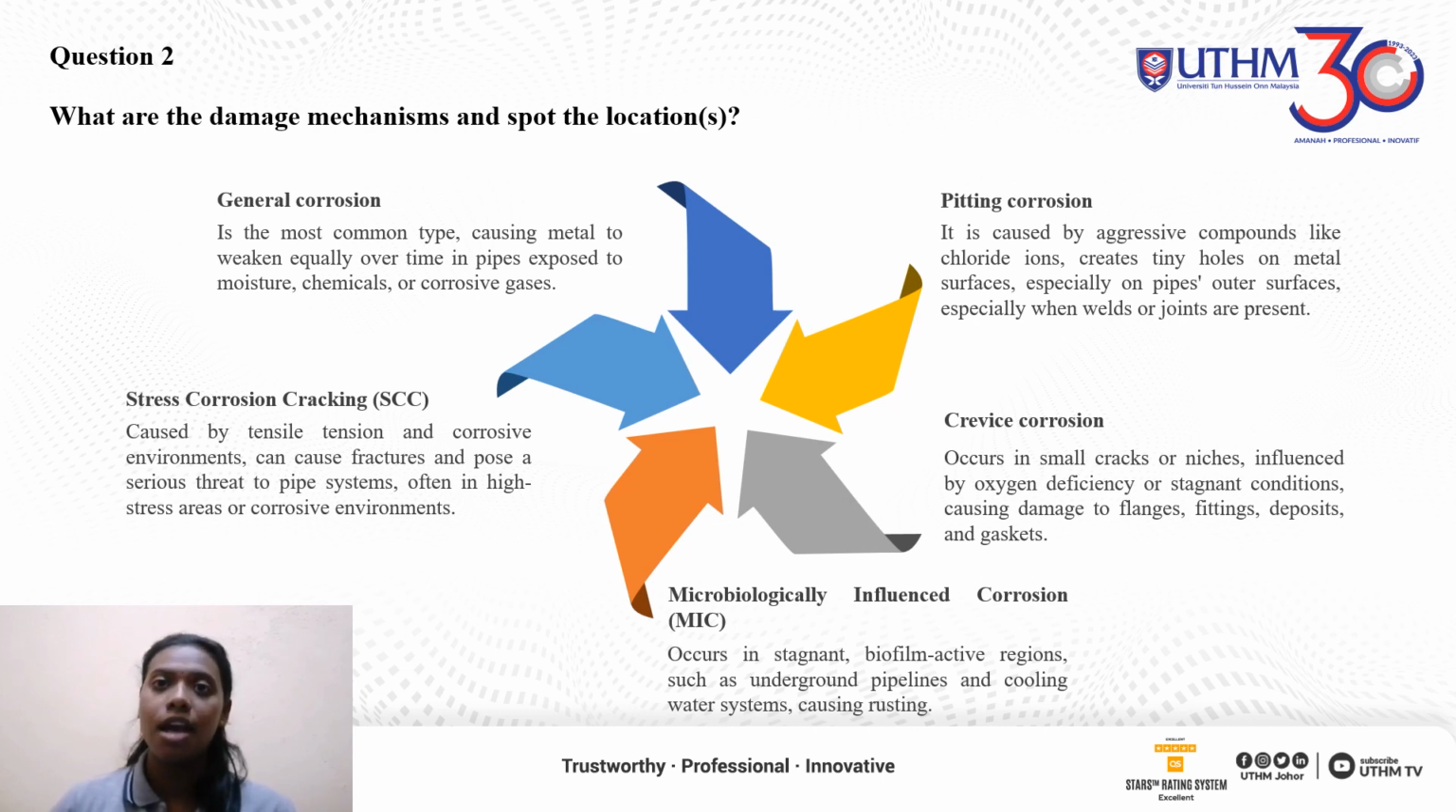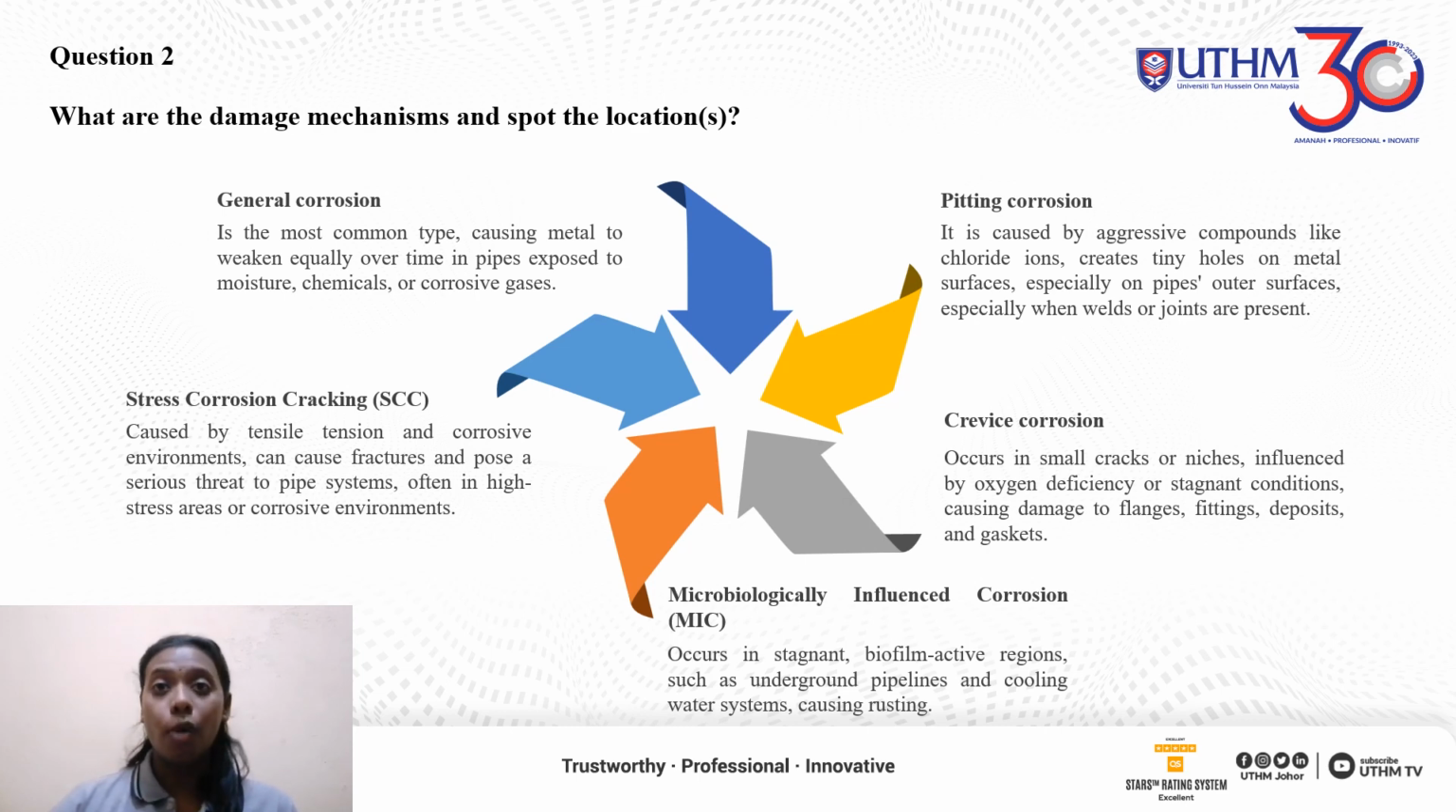Pitting corrosion is caused by aggressive compounds like chloride ions, and creates tiny holes on metal surfaces, especially on pipes' outer surfaces, especially when welds or joints are present. Stress corrosion cracking (SCC) is caused by tensile stress and corrosive environments, which can cause fractures and pose a serious threat to pipe systems. It often occurs in high stress areas or corrosive environments.